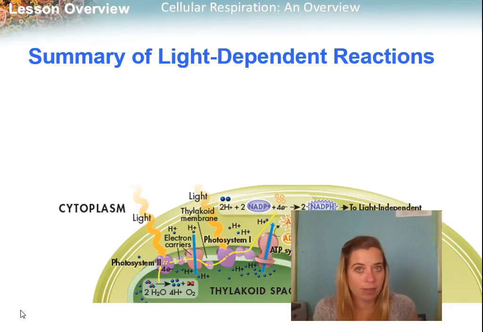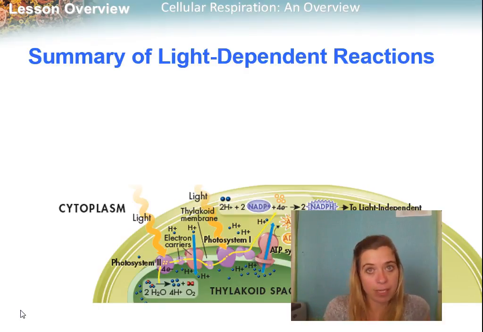To summarize, in the light-dependent reactions, water comes in and oxygen leaves. The water leaves behind its hydrogen ions, which are also known as protons, that help build the proton force. The electrons that were taken off the hydrogen ions are sucked up by photosystem 2 and excited.